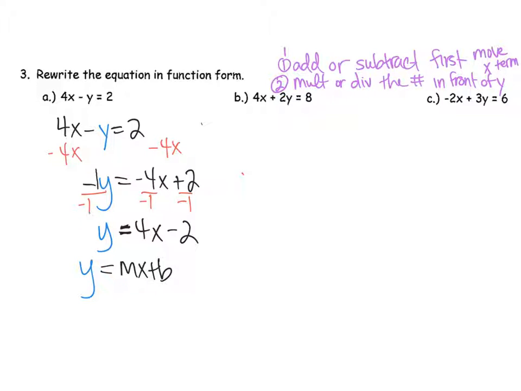B. 4x plus 2y equals 8. First step. Look at the purple up on top. First step. Nobody wants to talk? You're going to subtract 4x from both sides. Keep them separate. And you know what? Right after the equal sign, put your -4x.